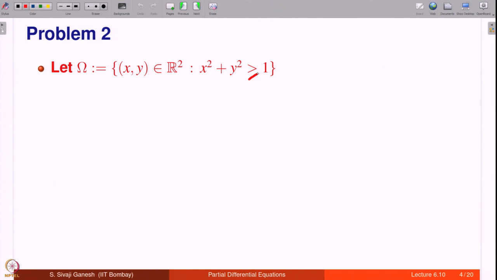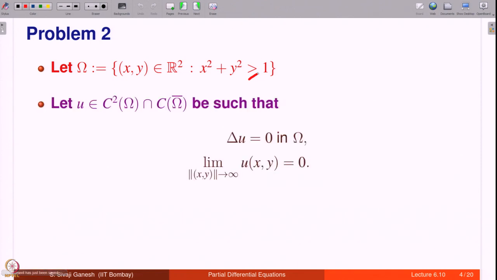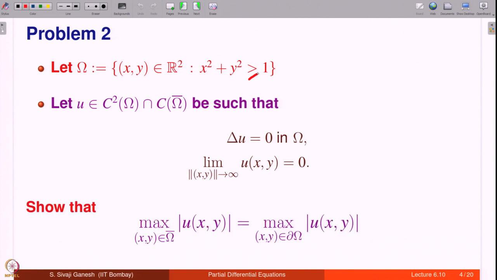Let us move on to problem 2. Let omega be the complement of the closed unit disk centered at origin, that is the set of all (x, y) in R2 such that x square plus y square is greater than or equal to 1. Let u be a C2(omega) intersection C(omega bar) function such that Laplacian of u is 0, that is u is harmonic in omega, and such that the limit of u as norm (x, y) goes to infinity is 0. Show that the maximum of modulus u(x, y) as (x, y) varies in omega bar is the same as the maximum of mod u(x, y) as (x, y) varies in the boundary of omega. In other words, we are saying the maximum of mod u over omega bar is definitely attained on the boundary of omega.